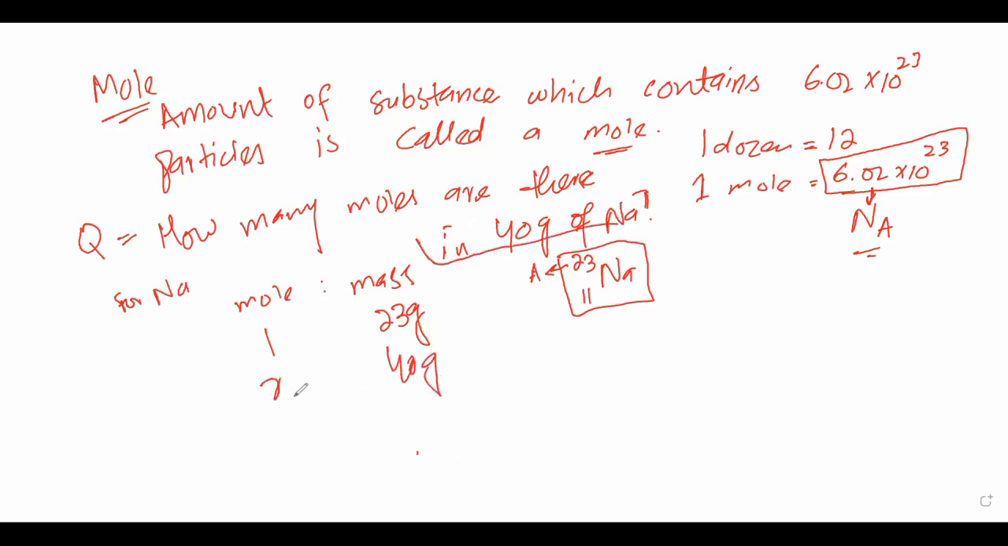What will be the number of moles by ratio method? 40 is equal to 23x. X will be equal to 40 divided by 23. So you will get some 1.73, I think, or something like this. It's not clear, but you will calculate it. So this will be the number of moles. This is by ratio method. I'm going to write it again.